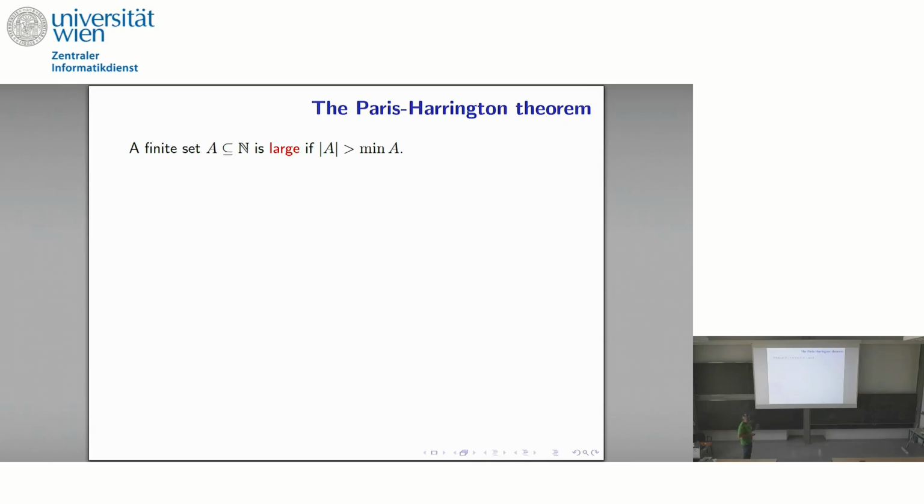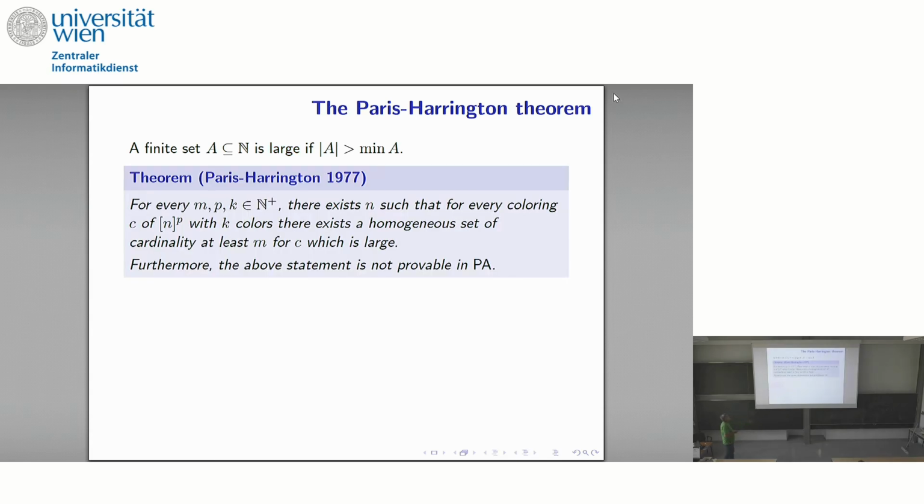So a large set depends not only on the size, but also on its elements, in particular on its least element. And Paris Harrington showed that if you fix m, p, and k, you will again be able to find an n such that for every coloring of [n]^p with k many colors, there exists a homogeneous set of cardinality at least m, but which is also large in the sense of the definition.